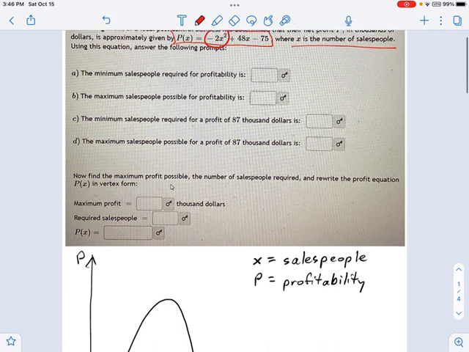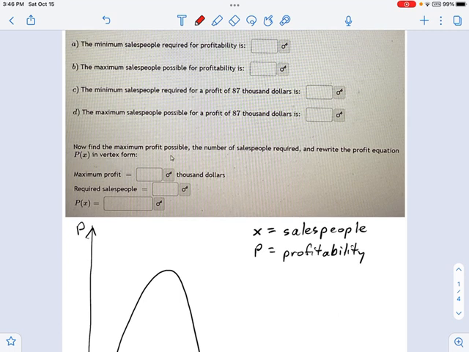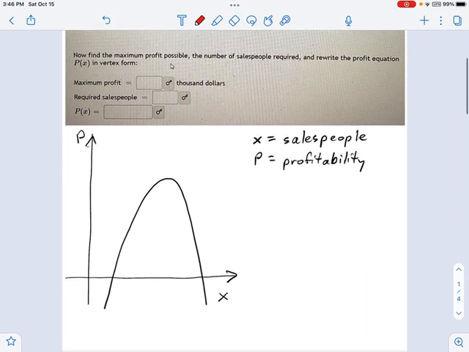And now look at what we're asked for here. The minimum number of salespeople for profitability. Well, think about what kind of thing that is. What's profitability? That's where P is greater than 0, right? Where you're making some money.